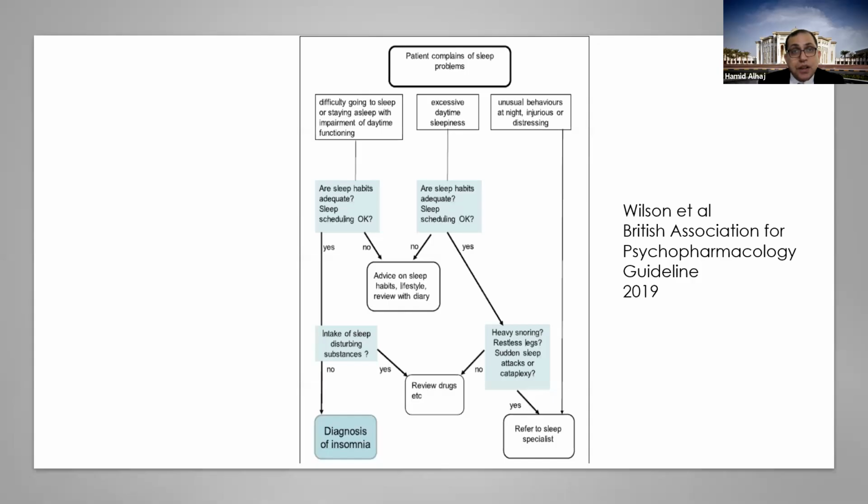So the guidance from the British Association for Psychopharmacology, which was published recently in 2019, is that when someone complains of sleep, you check for difficulty going to sleep or staying asleep with impairment of daytime functioning. And if the answer is yes, then you move into whether there's any intake of sleep disturbing substances, and if the answer is no, then you go into diagnosing insomnia.